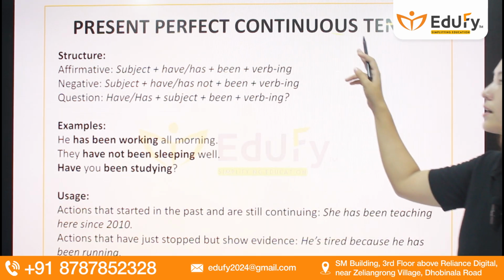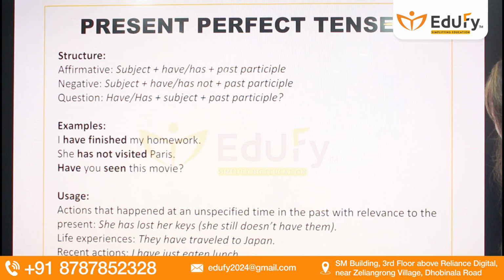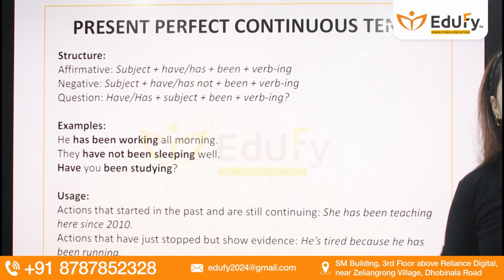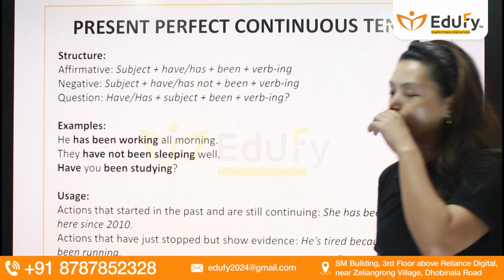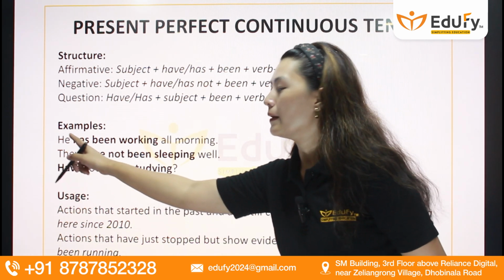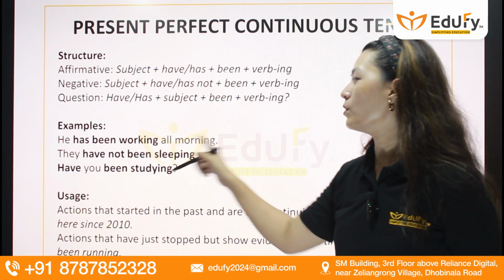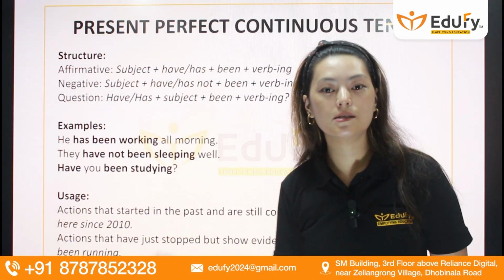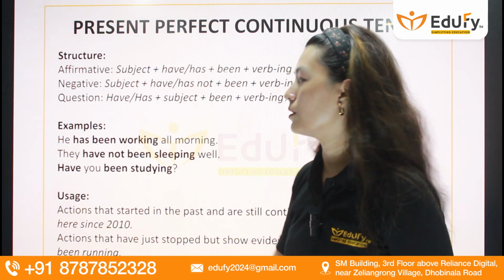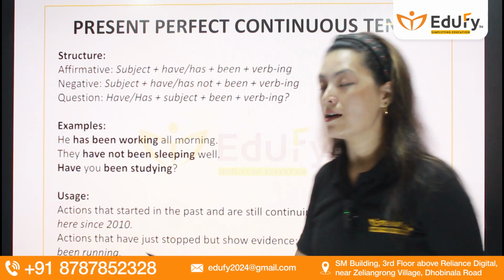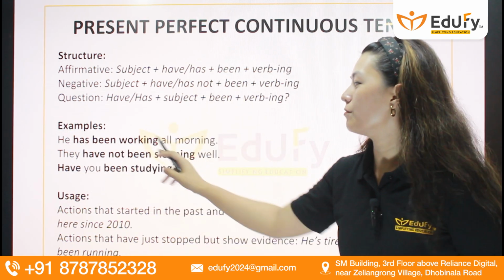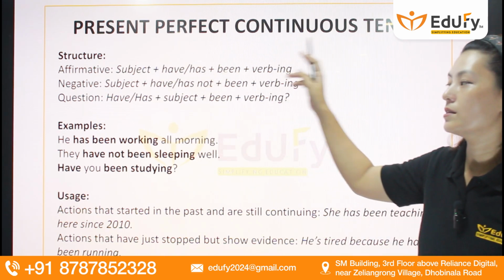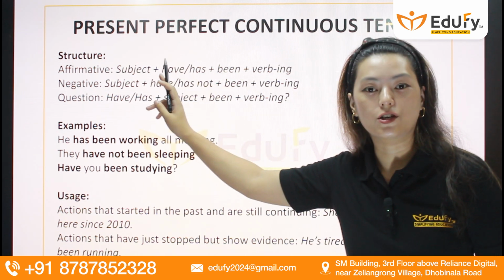And since we have a continuous tense, so therefore the verb will also be in the ing form. Take a look at this example, the first example. He has been working all morning. He is the subject plus has, since he is singular, so therefore the auxiliary verb becomes has, plus the word been and then the verb in ing form. So what will it be? It is a present perfect continuous tense according to the structure, right?